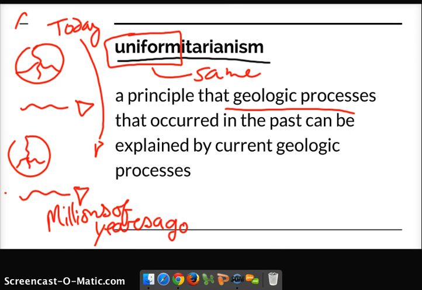So that is what uniformitarianism is. The principle that geologic processes that occurred in the past are the same or can be explained by current geologic processes or things that are happening today.